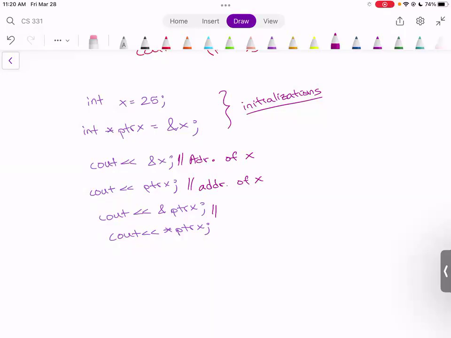No, I think it would just be an error. Wait, wouldn't it be an error? No, it's not gonna be an error. I said it was gonna print out the address of whatever &ptrx was gonna be.